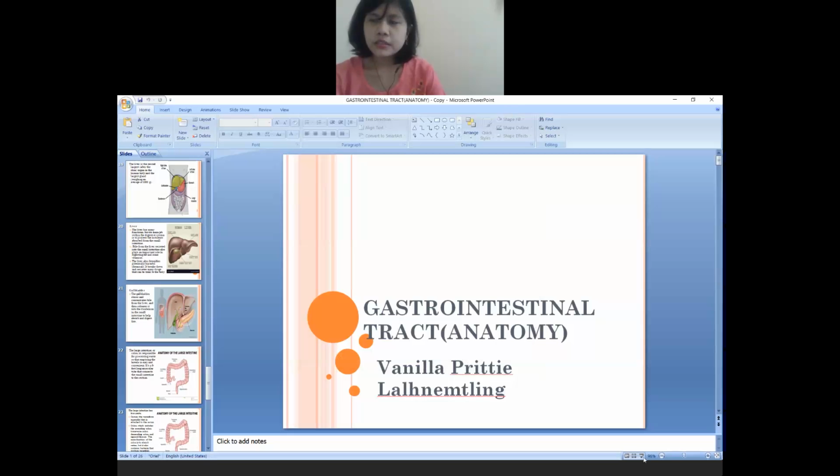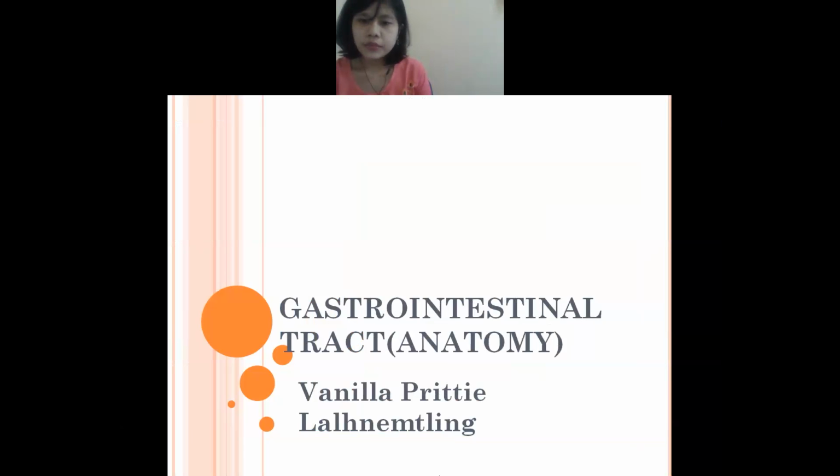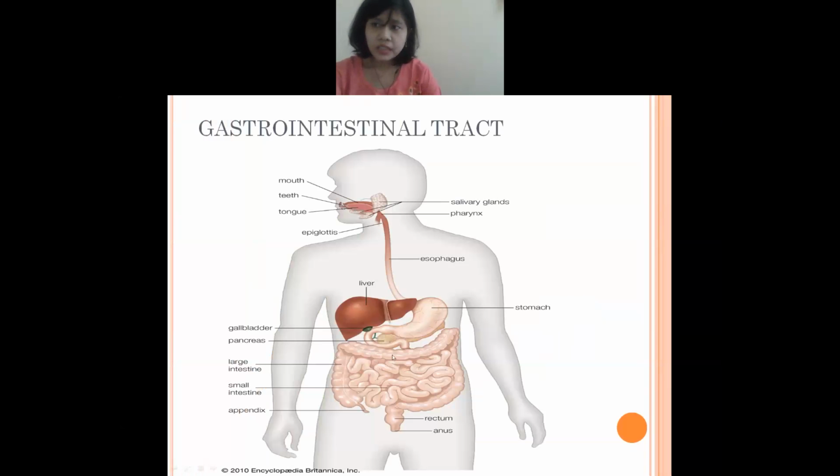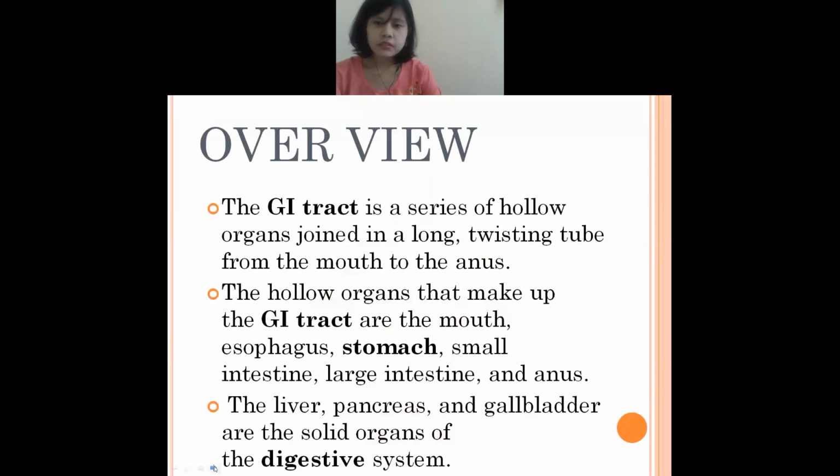In the last class, we discussed the gastrointestinal tract through the stomach. So today we will be discussing the intestines: the large intestine and the small intestine. We will be discussing this topic today.